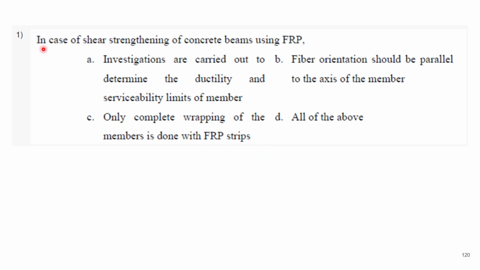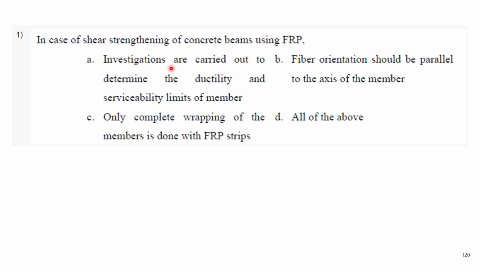The first question: in case of shear strengthening of concrete beams using FRP, A, investigations are carried out to determine the ductility and serviceability limits of member. B, fiber orientation should be parallel to the axis of the member. C, only complete wrapping of the members is done with FRP strips. And D, all of the above. Which is the correct option or statement for the shear strengthening case in concrete beams using FRP?